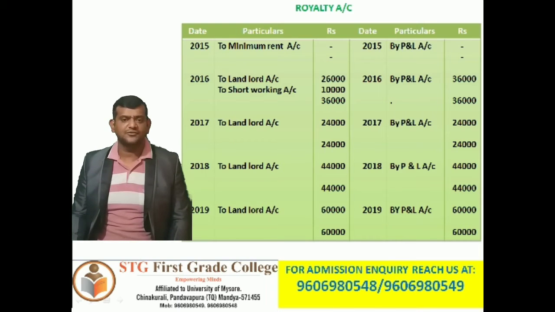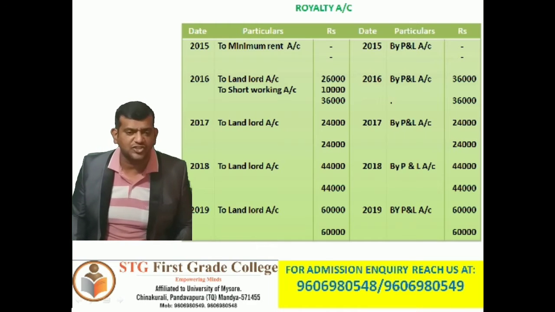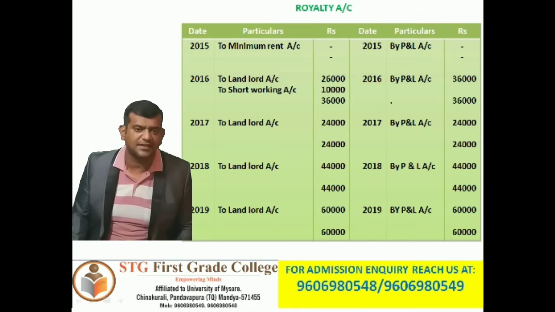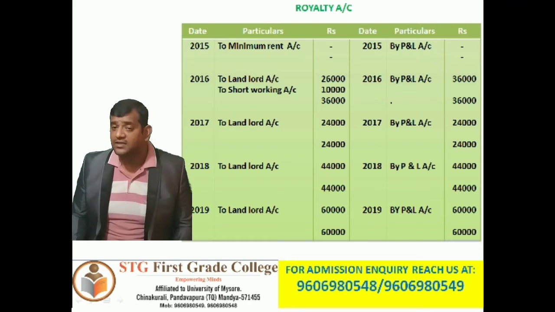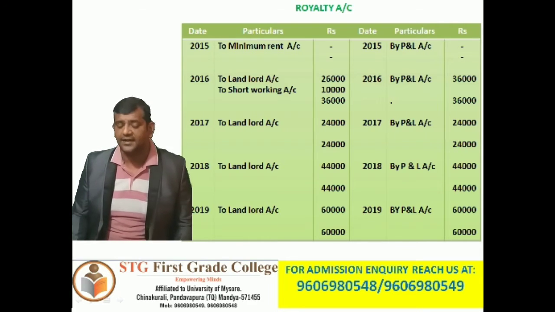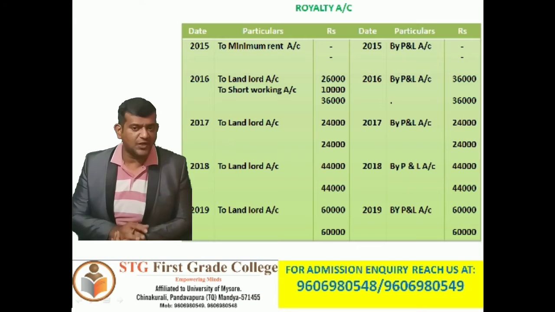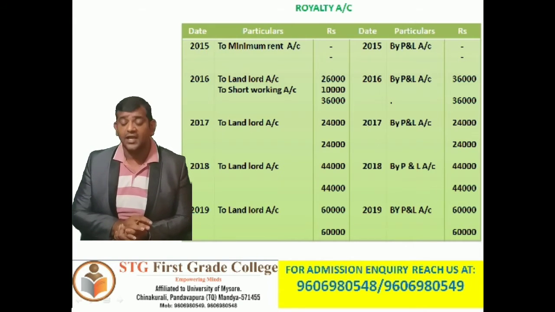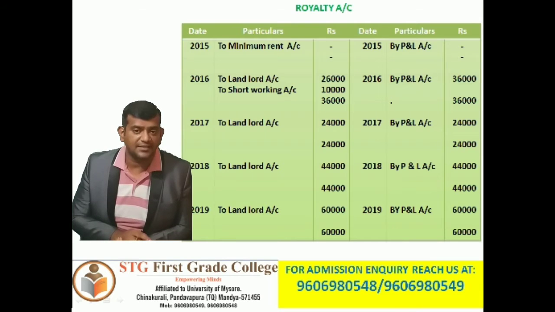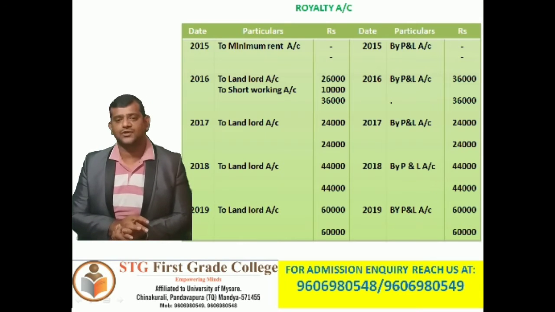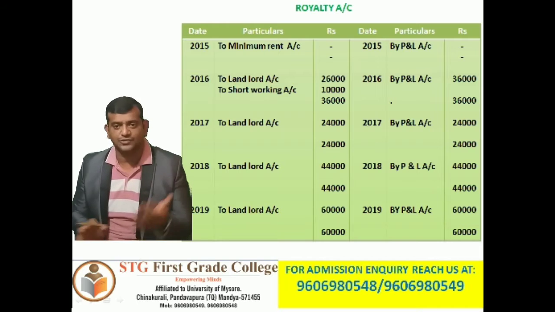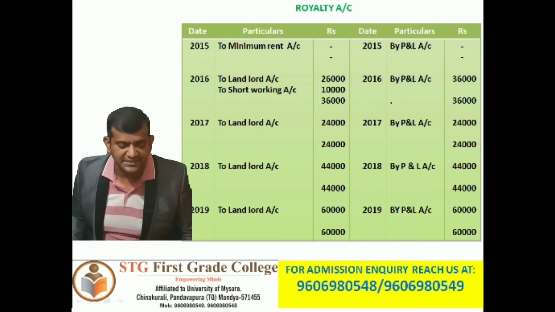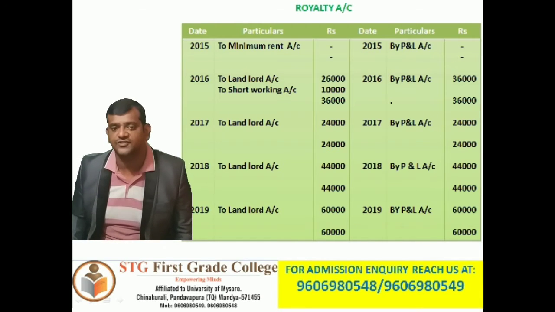So how much produced in the second year? Look at the analytical table and get back. So how much the total production? 36,000. That is royalty payable column, 36,000 rupees. Clear? So to landlord account 26,000, and there was a short working recovery. To short working account 10,000. So both the side total 36,000 and 36,000. 2016 credit side by P&L account 36,000.